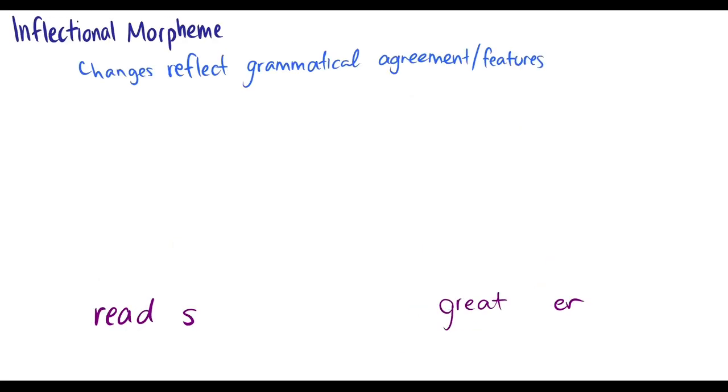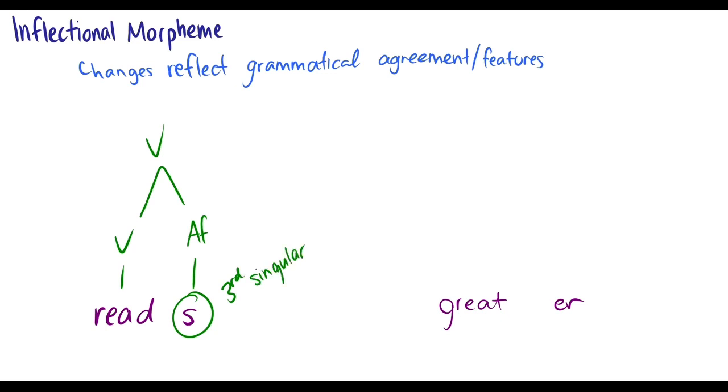Second, inflectional morphemes. So these reflect grammatical agreement or features of a language. So, for instance, reads. Read is a verb. S is an affix. And together, this forms the verb reads. Now, what is this S actually? This is the third person singular. So, reads. He reads. I read. He reads. So this S is a grammatical agreement. So this does grammatical agreement with third person singular.